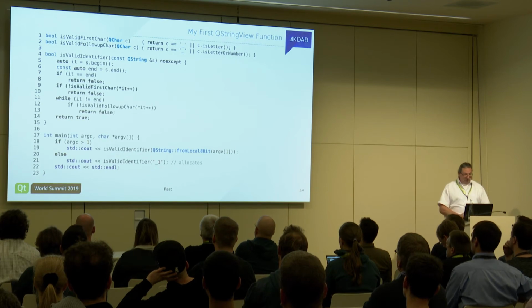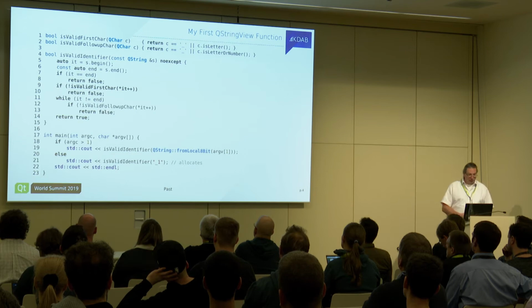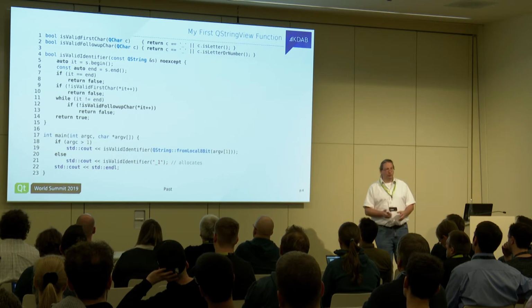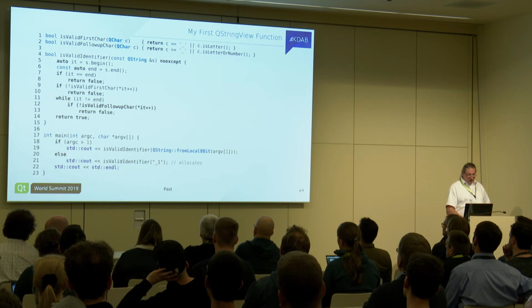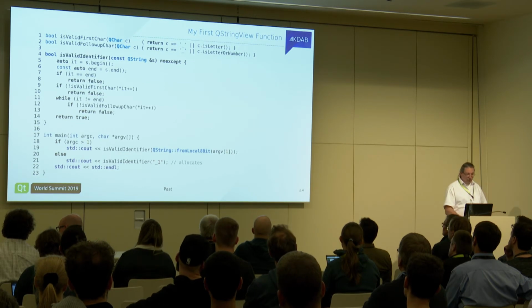If the first character is not a valid first character, then it's invalid. Otherwise, we iterate over the rest, and if we find a non-valid follow-up character, then we return false. Otherwise, we return true. Simple as that. The problem is that we are taking QString in the API, like you know from Qt, everywhere QString is used.